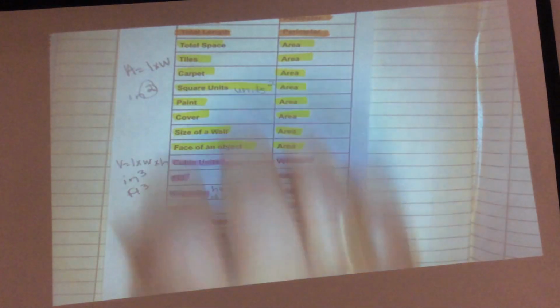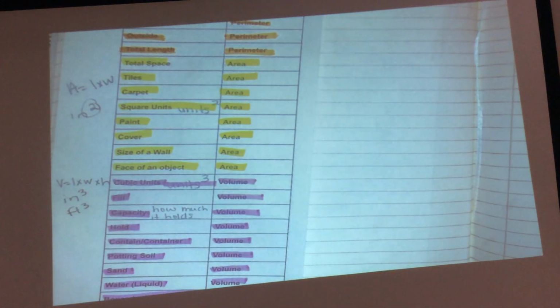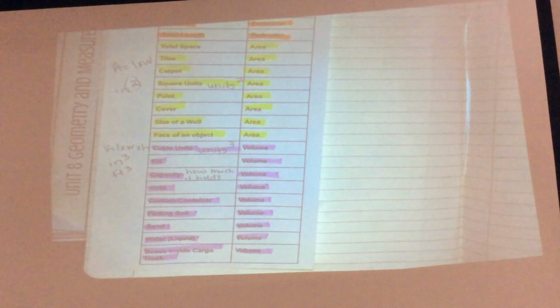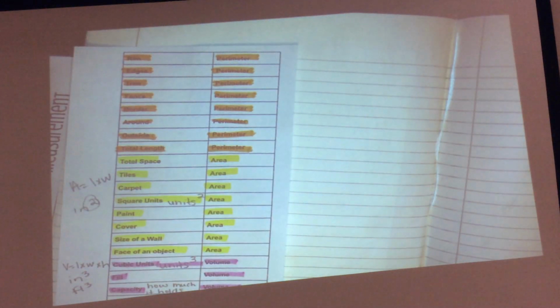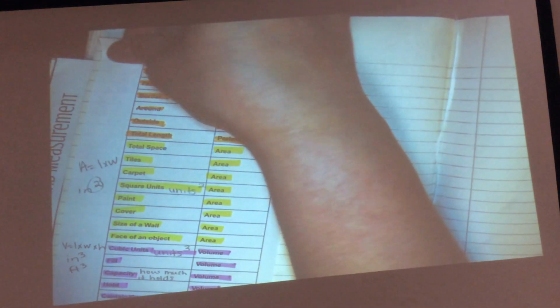So let's glue this in, if y'all have not already. I'm going to glue mine over as far as I can to the edge so I can write some stuff down. Please keep working while we glue this in. Close your door. Okay, not talking. 5, 4, 3, 2, 1.